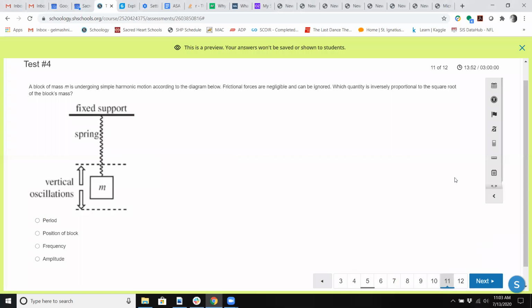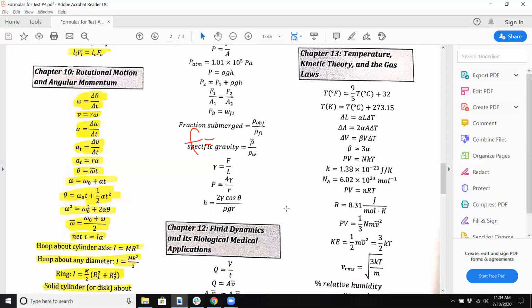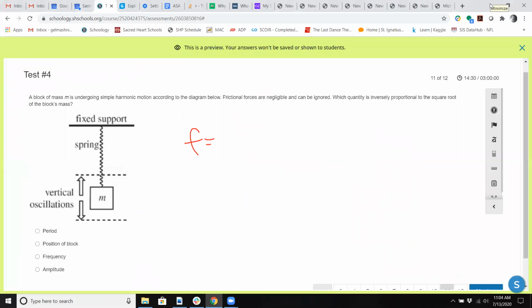This one here, I think, went fine. Which coin is inversely proportional to the square root of the block's mass? So we do have a formula for that. Frequency, I think, was, I should know this. Just use your formula sheet, make it easy. Yeah, it's 1/2 pi times root k over m. Sorry, 1/2 pi, duh. That's what I was forgetting.